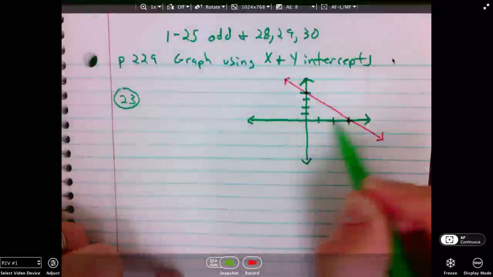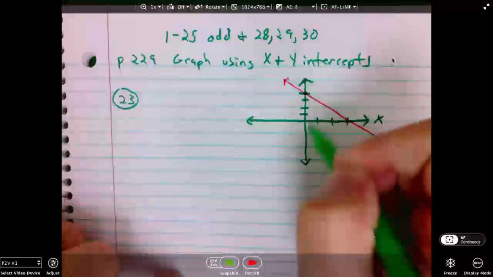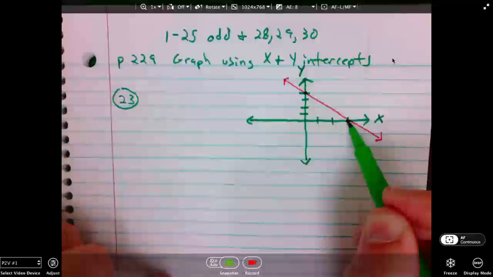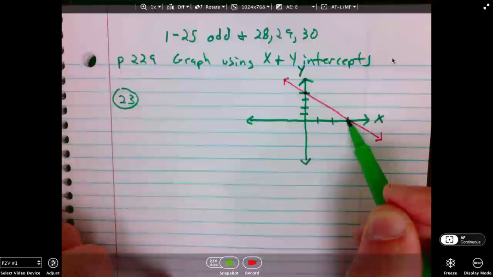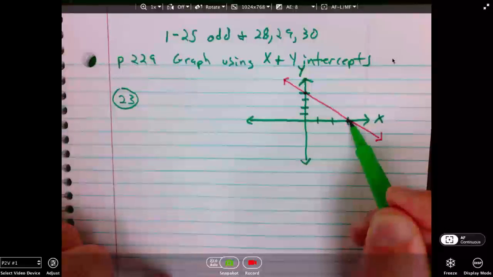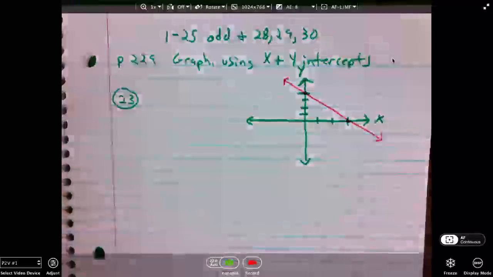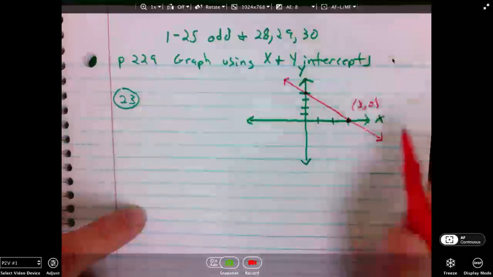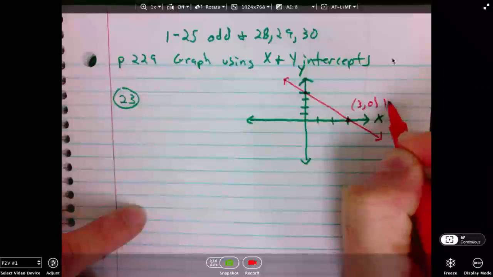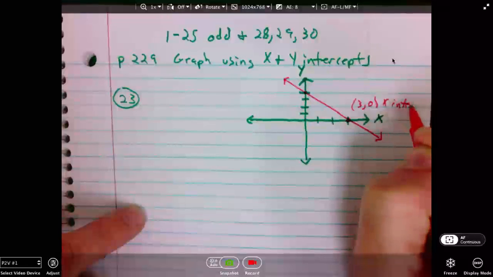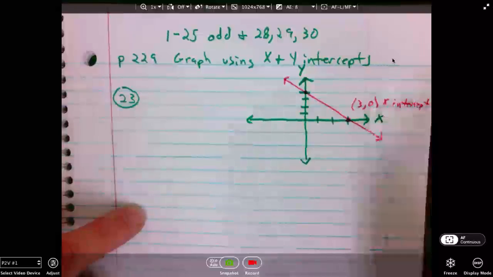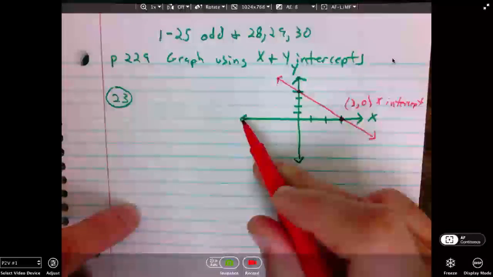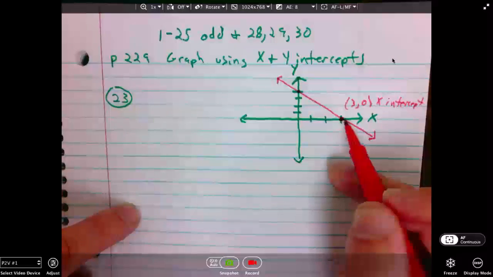the horizontal axis is the x-axis, the vertical axis is the y-axis. As you can see, this line strikes the x-axis at 3. That is the point 1, 2, 3, 0. This point is 3, 0. This point is called the x-intercept. It's simply the point where the line intersects the x-axis.